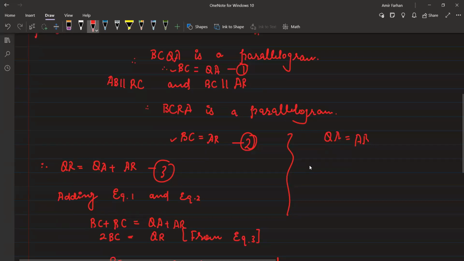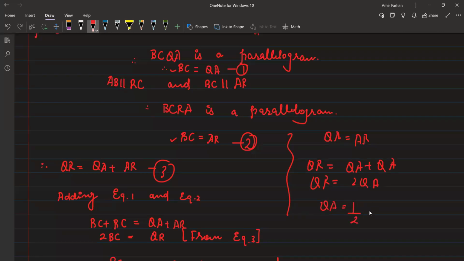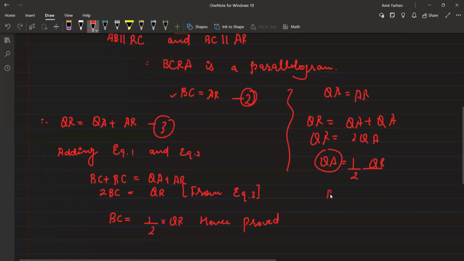So QR can be written as QA plus QA, 2 times QA, because AR is also equal to QA. So QR will be equal to 2QA, and QA will be equal to half of QR. So QA is equal to what? BC. The value of QA is equal to BC. So can I write BC is equal to half QR? Clear?